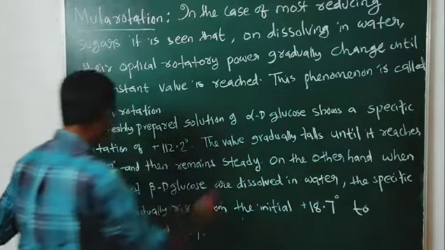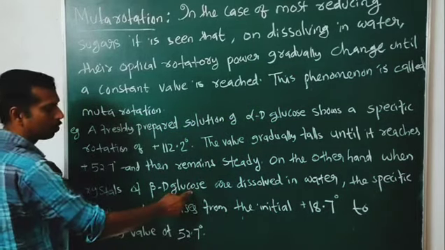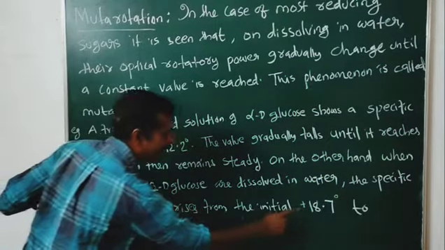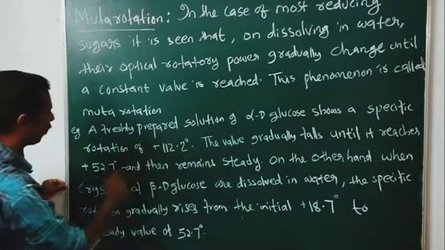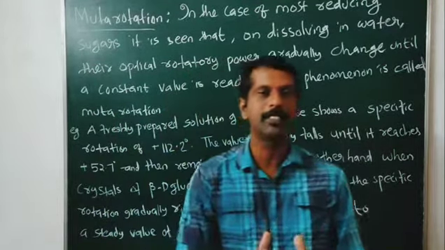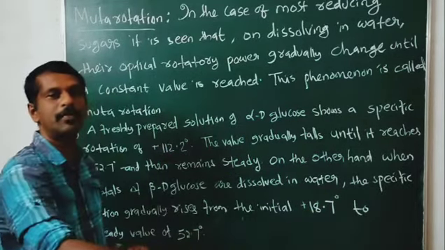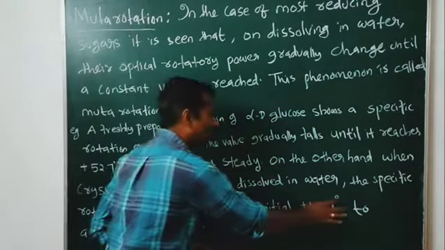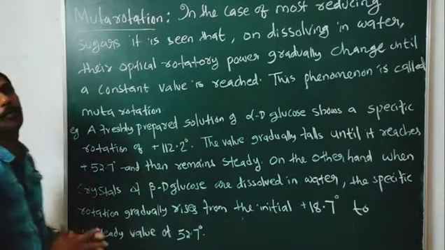On the other hand, when crystals of beta D glucose are dissolved in water, their specific rotation gradually rises from the initial plus 18.7 to a steady value of 52.7. That means in the case of beta D glucose, its rotatory power is 18.7 degree, but when you dissolve it in water, its optical rotation gradually rises from 18.7 to the steady value of 52.7. This is called mutarotation.